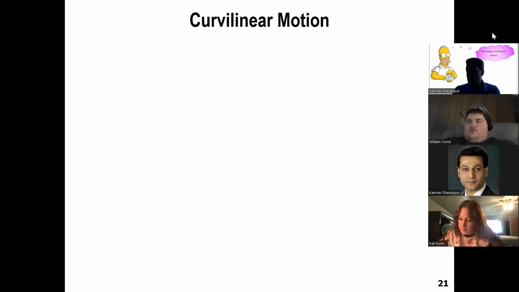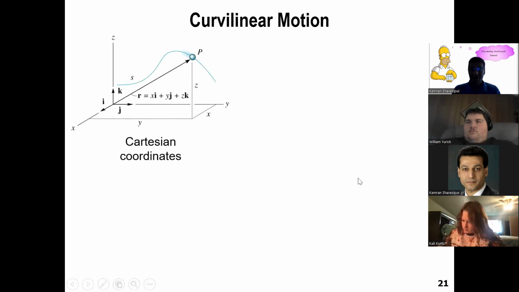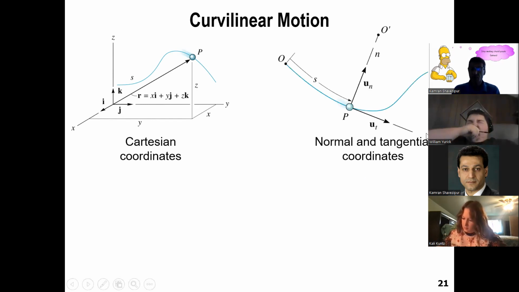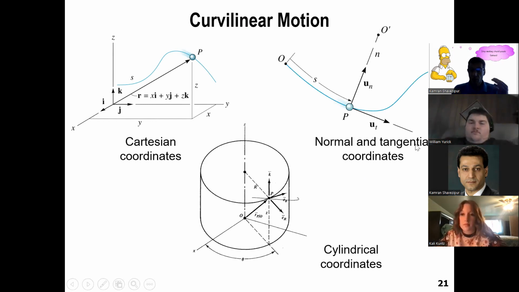Then we talked about non-rectilinear motion, which is obviously curvilinear motion. You need more than one parameter. The path of motion is a curve. And as I mentioned at the end of the lecture, there are different ways to analyze this. You can use Cartesian coordinate system, you can use normal tangential coordinate system, or you can use cylindrical, or in two-dimensional motion, polar coordinate system.